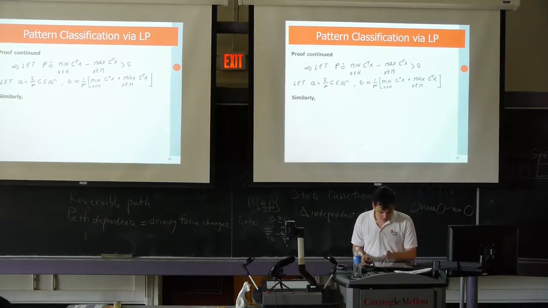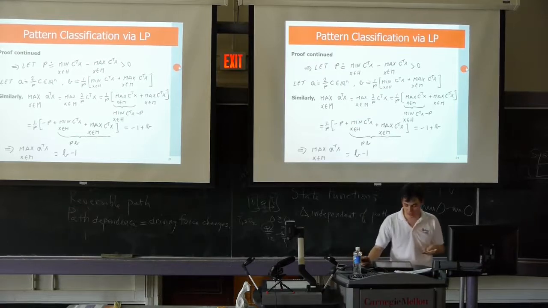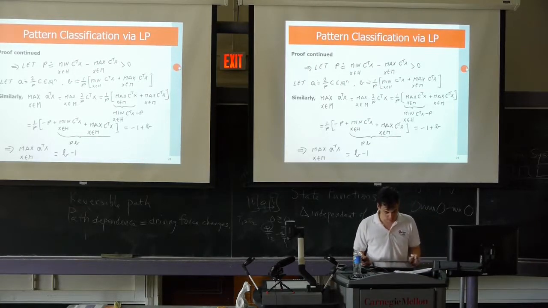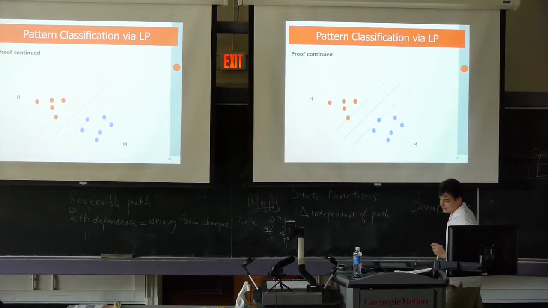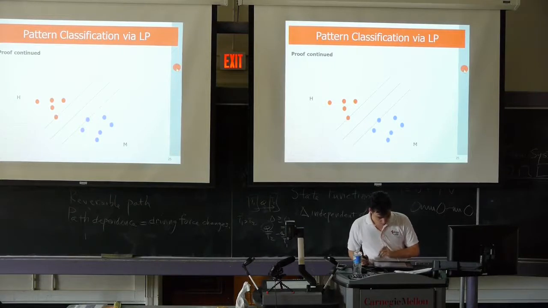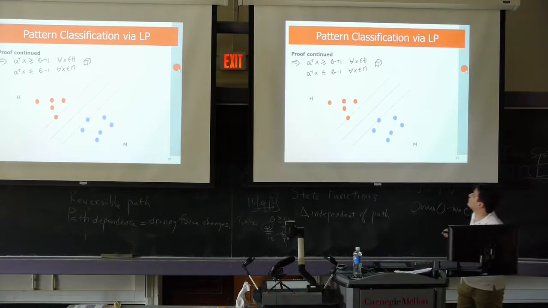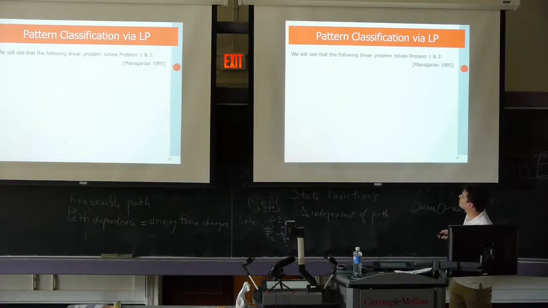For the other direction, you just do the same thing that we did. The details are in the slides. You can check at home. Okay, but let's move on. You can prove that the maximum of A transpose X will be B minus 1. So we proved that A transpose X, when X is in H, is always at least B plus 1. And when X is in M, it's at most B minus 1.